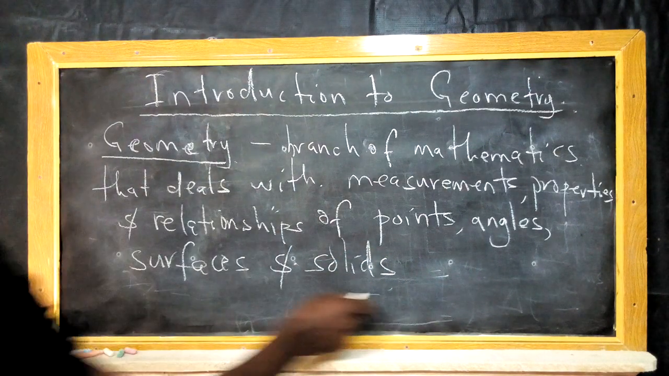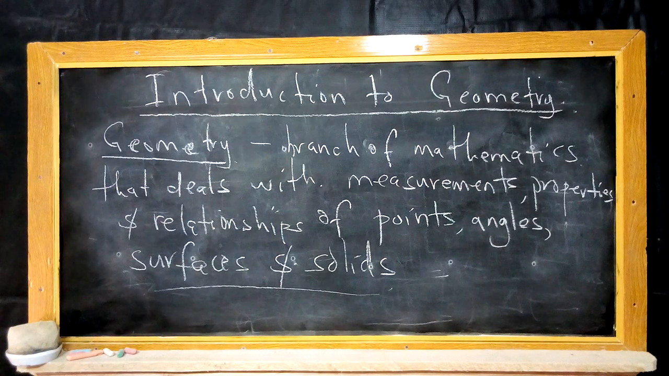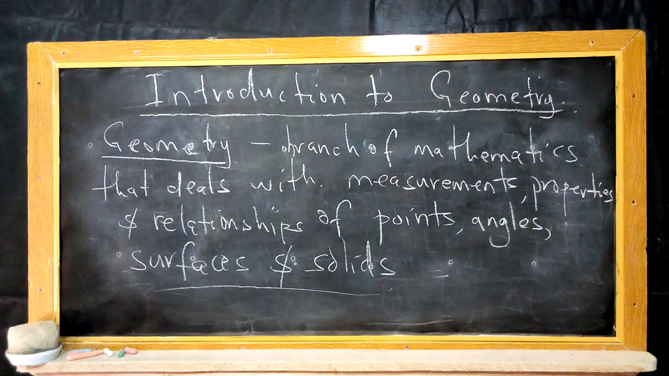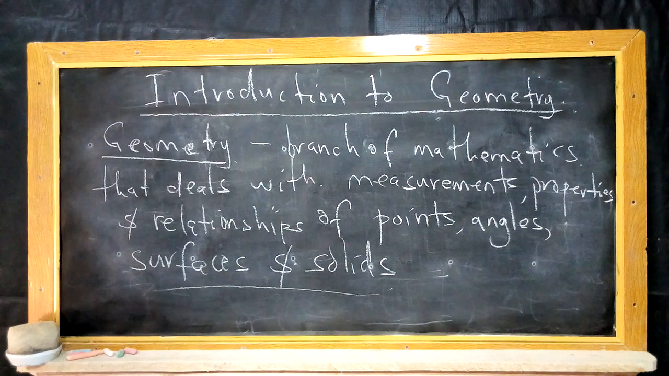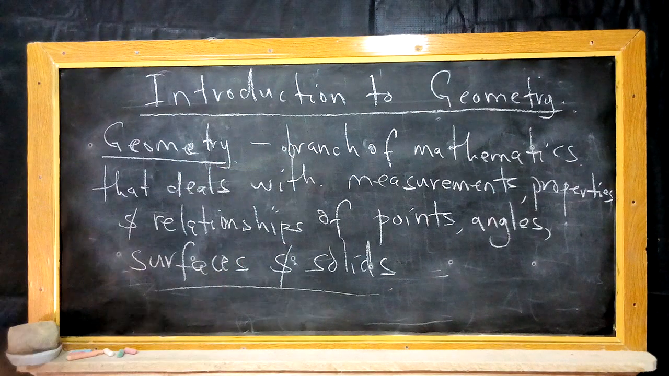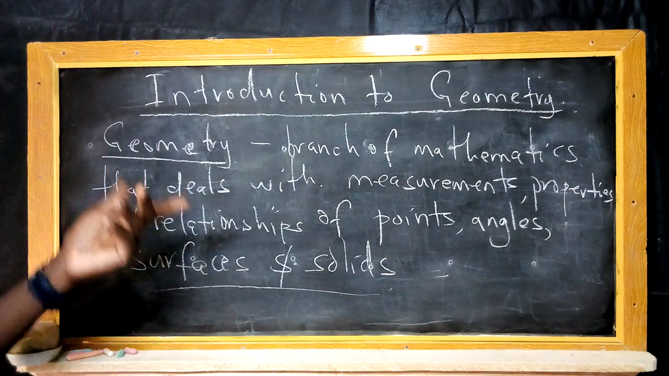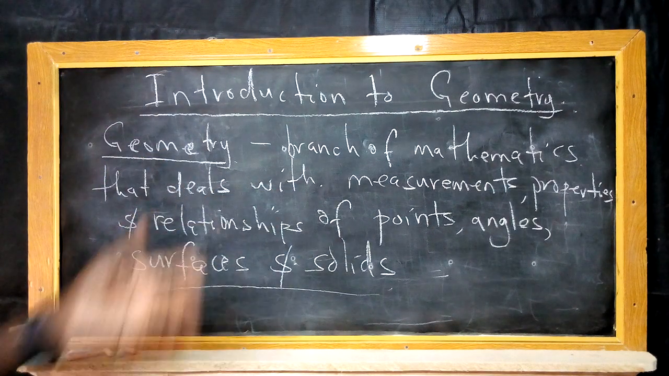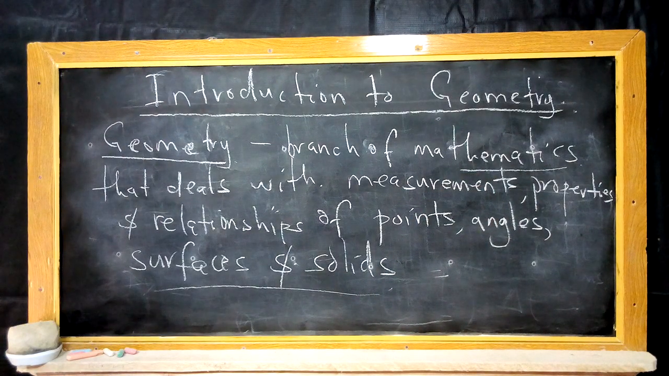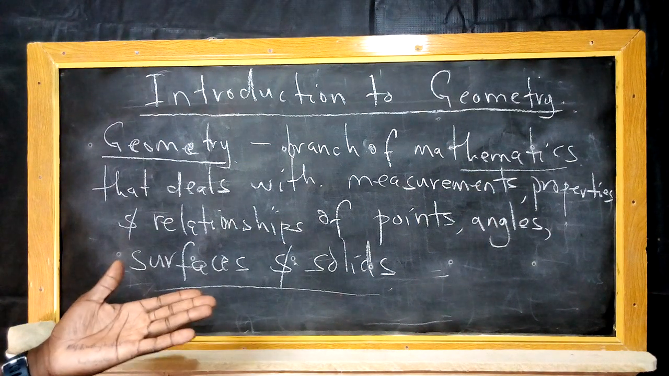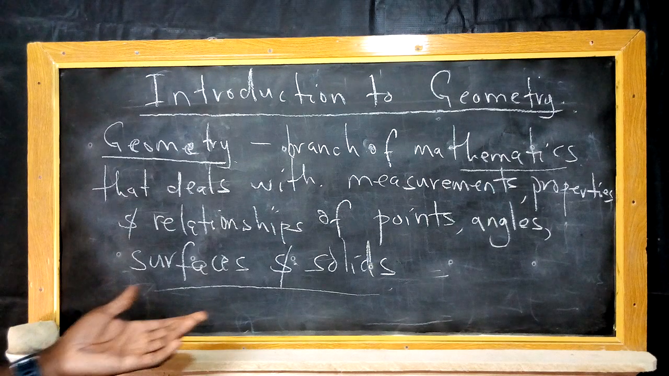We might include some ideas, one or two, as we go by, but in simpler terms, this in a nutshell gives us a simple definition of what the term geometry refers to. It's a branch of mathematics that deals with measurements, properties, and relationships of points, angles, surfaces, and solids.